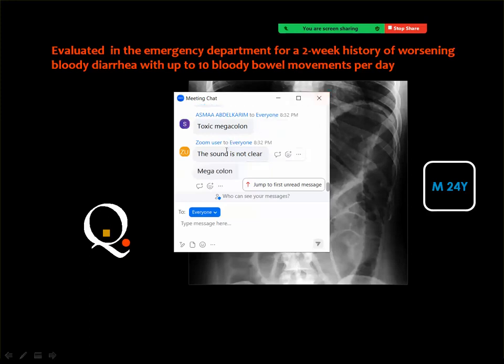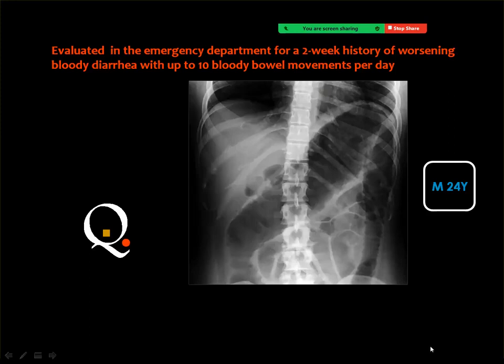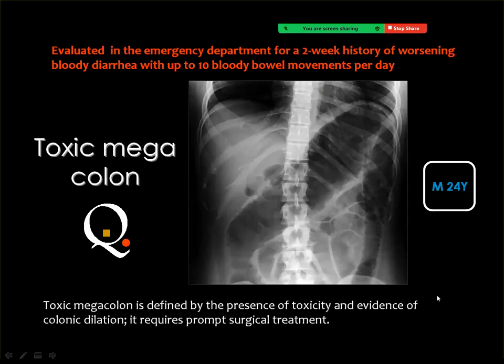Yes, toxic megacolon is the right answer, and you know that toxic megacolon may affect primarily the transverse colon, and that diagnosis is settled if the diameter of the transverse colon exceeds 6 centimeters.